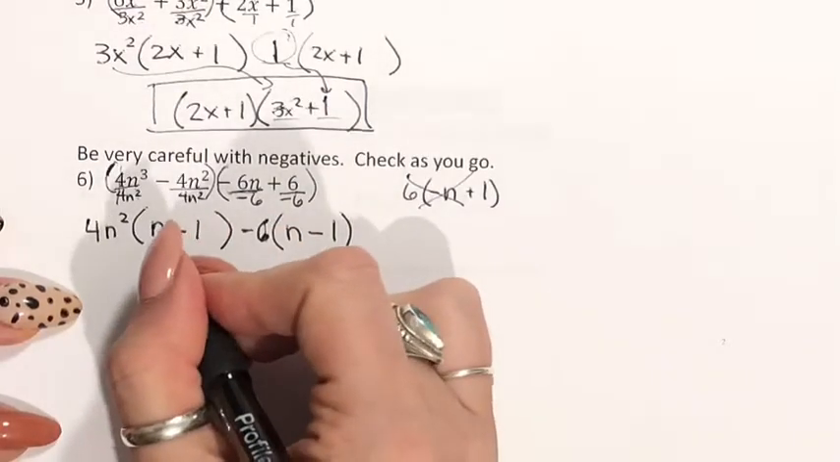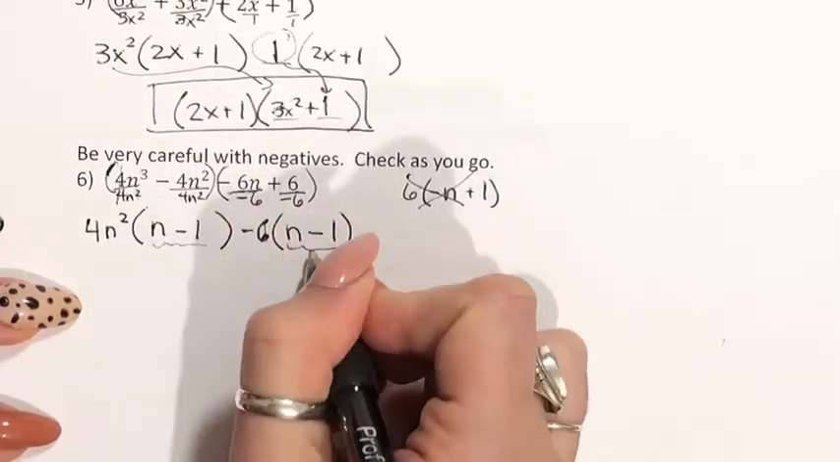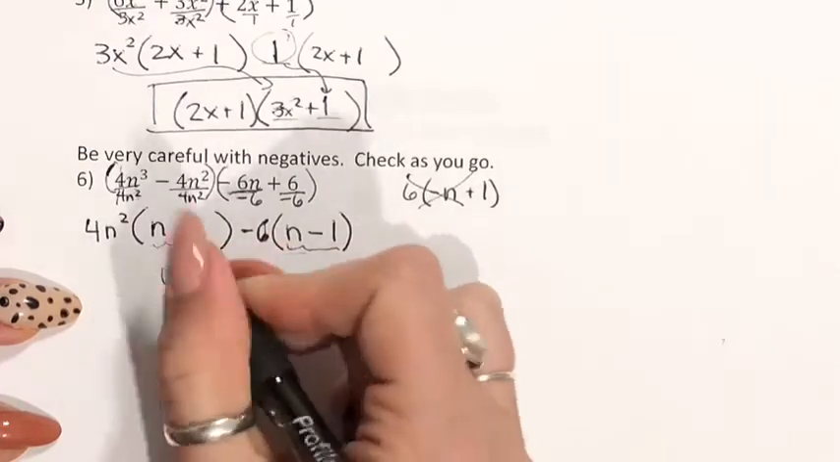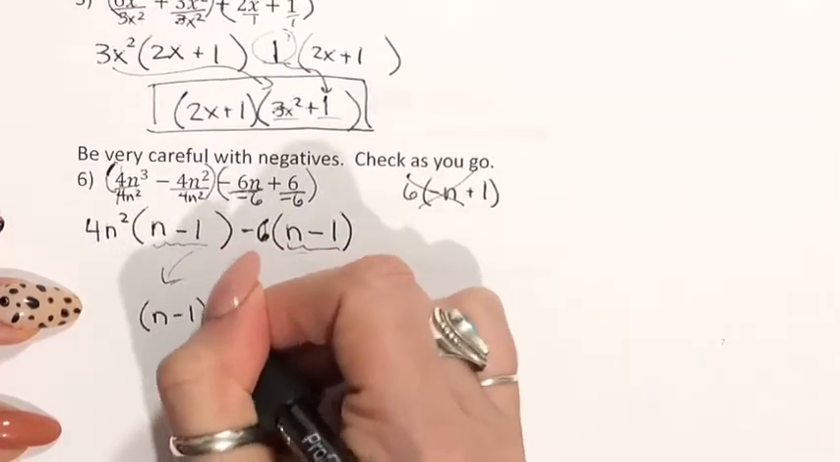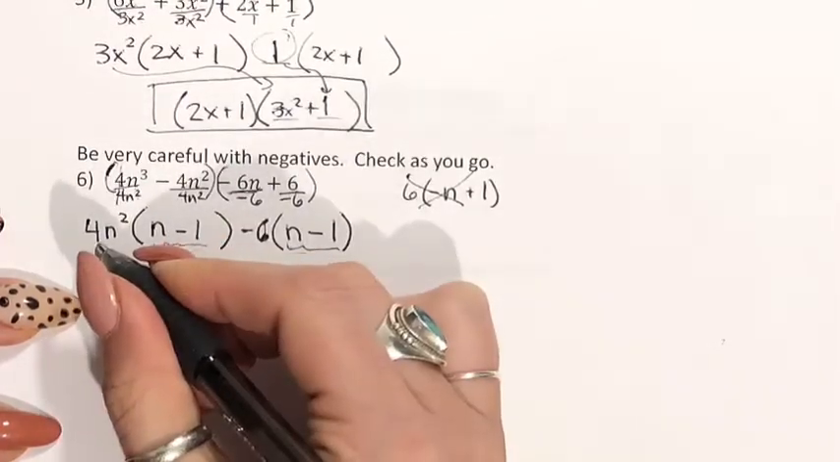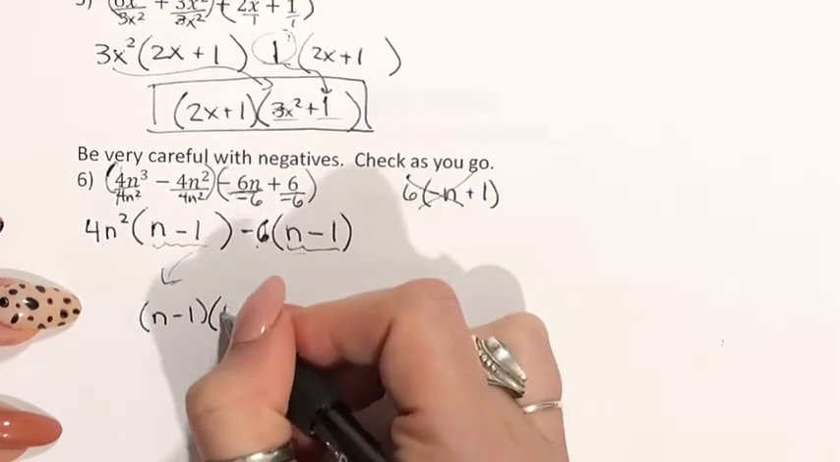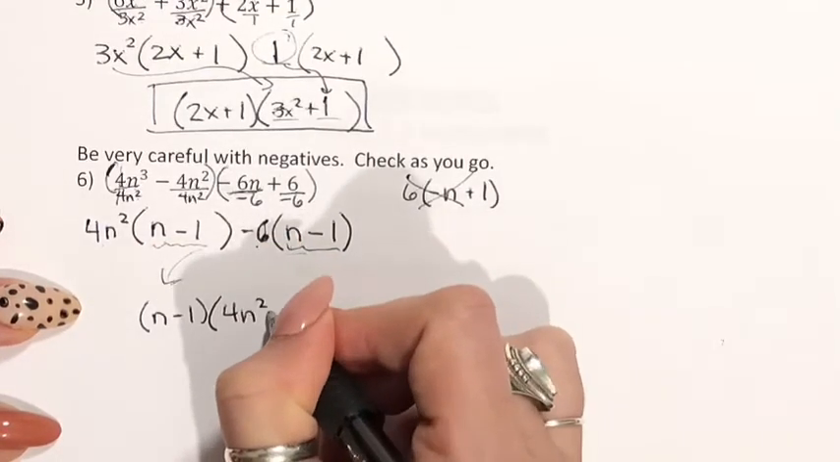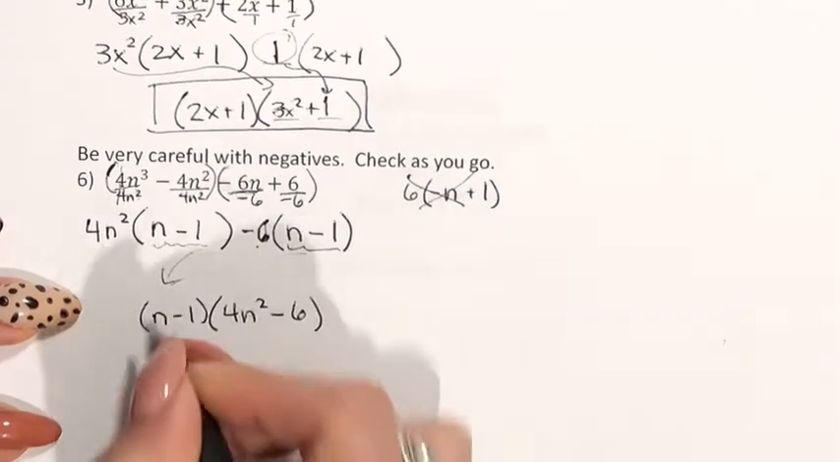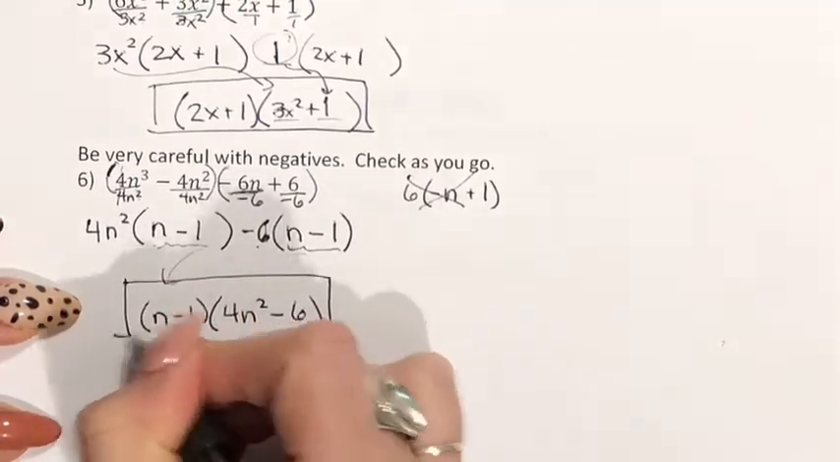But now that we see that both of these are matching, we are going to take out that matching part as our common factor in the front. And then the leftover pieces, the 4n squared and the minus 6, go on the inside. And that would be your answer here.